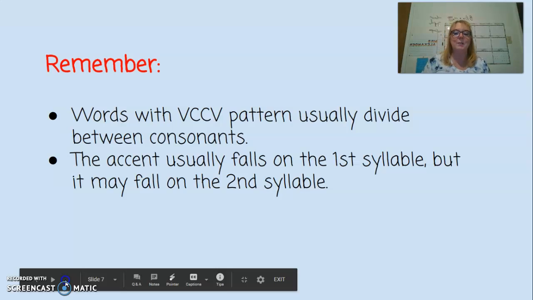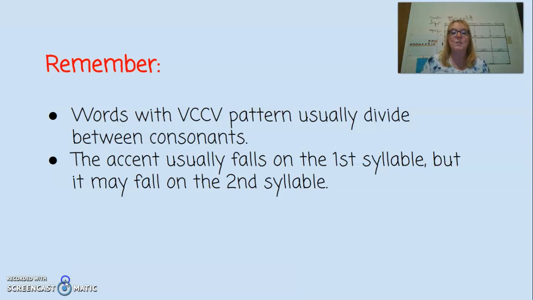So let's remember one thing we've talked about today. Words with the vowel, consonant, consonant, vowel pattern usually divide between two consonants. The accent usually falls on the first syllable, but it may fall on the second syllable.